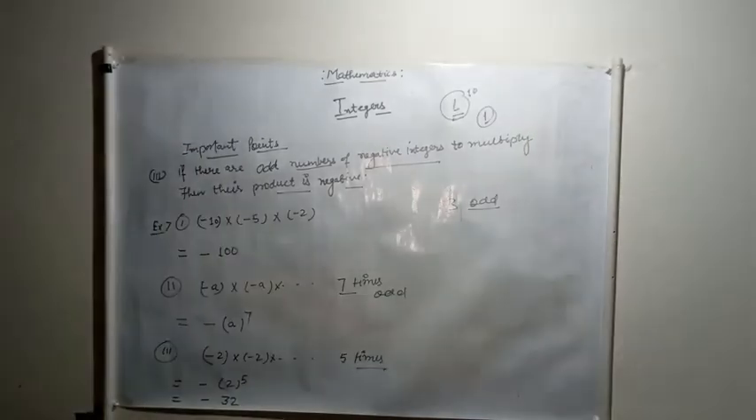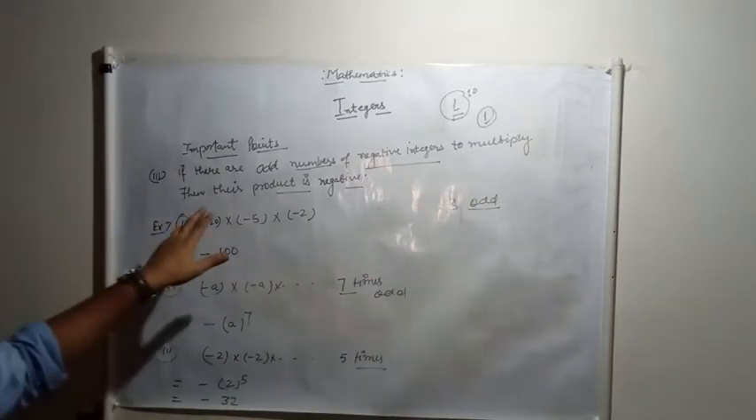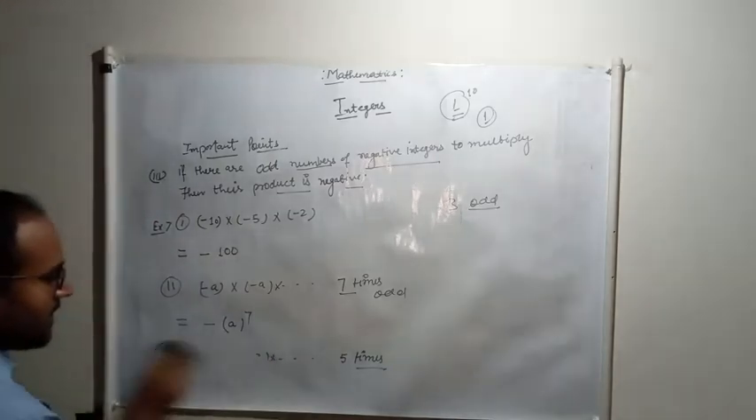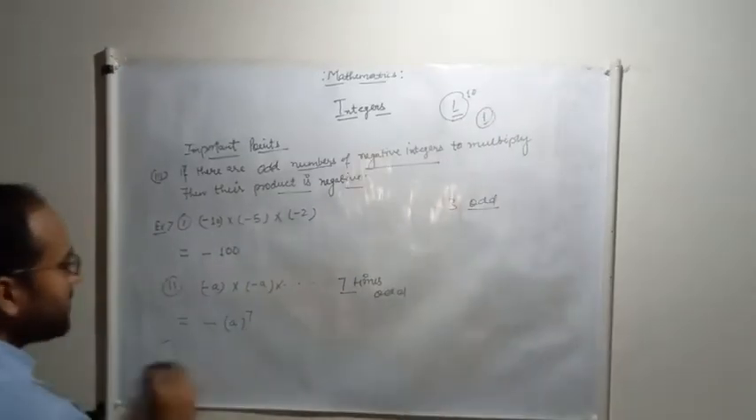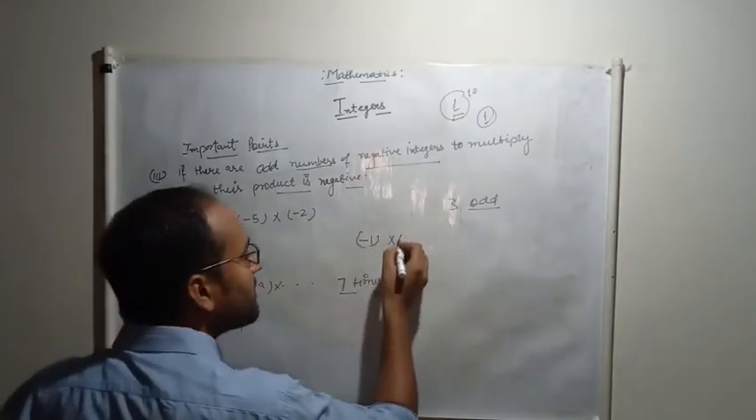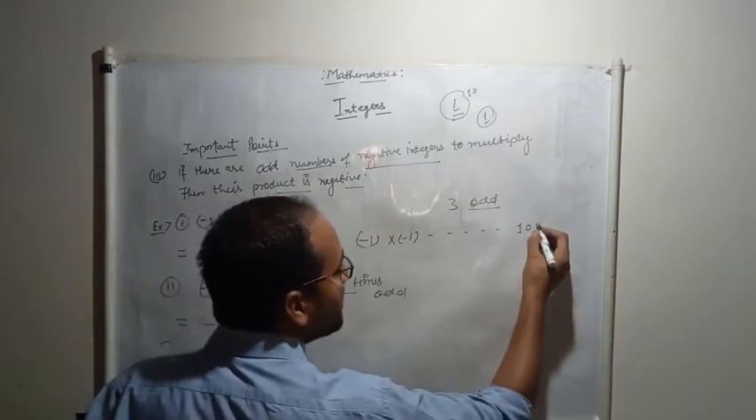So students, always remember, if there are odd numbers of negative integers to multiply, then their product is negative. Two more points I am going to discuss. In this one more example, if I take minus 1 multiplied by minus 1 and so on, up to 103 times.